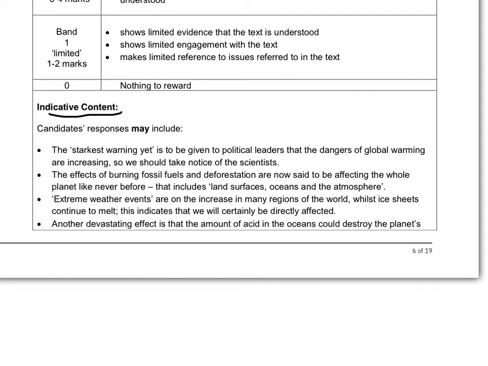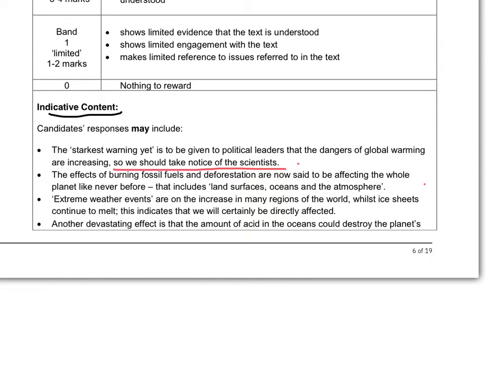If you look at the first one, it says the starkest warning yet is to be given to political leaders that the dangers of global warming are increasing, so we should take notice of the scientists. That's a clear demonstration of understanding. This last little clause here, so we should take notice of the scientists, is interpretative. It's an interpretation. It's not particularly insightful, but it is insightful. The next one, the effects of burning fossil fuels and deforestation are now said to be affecting the whole planet like never before. That includes land surfaces, oceans and atmospheres. Again, that's a clear understanding. There isn't much interpretation there, nothing particularly perceptive, whereas that one is slightly more perceptive.